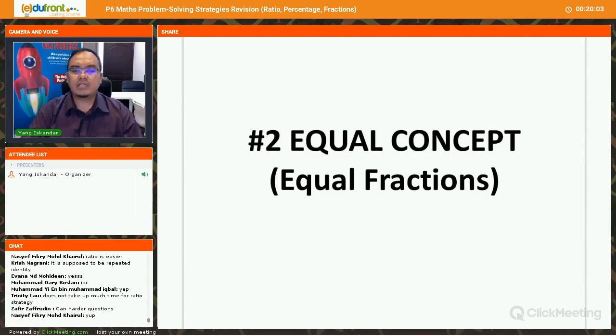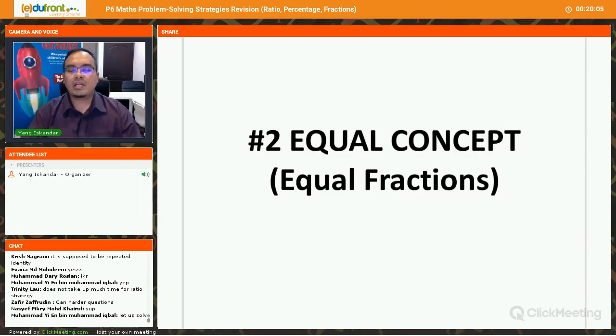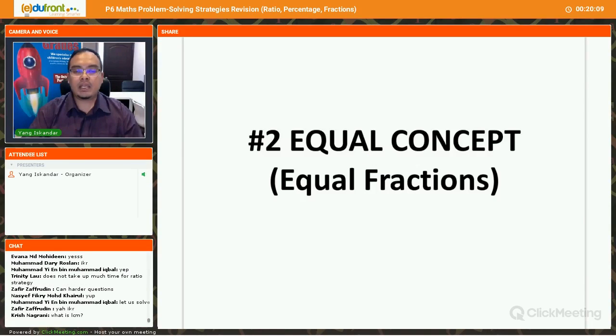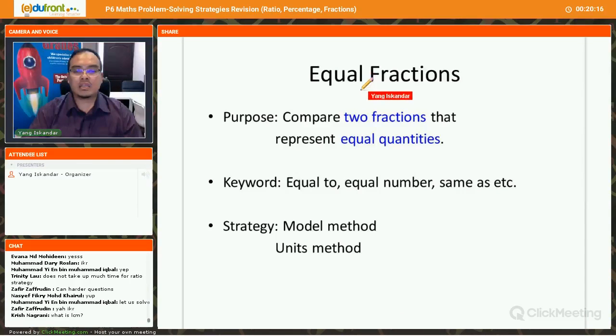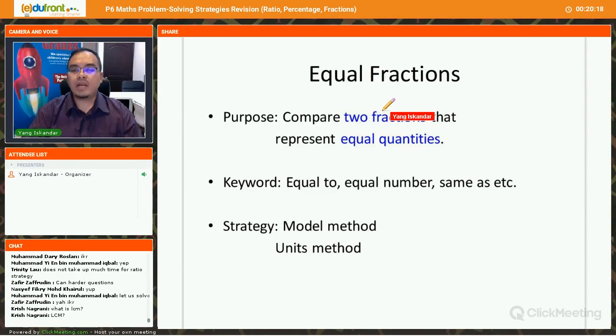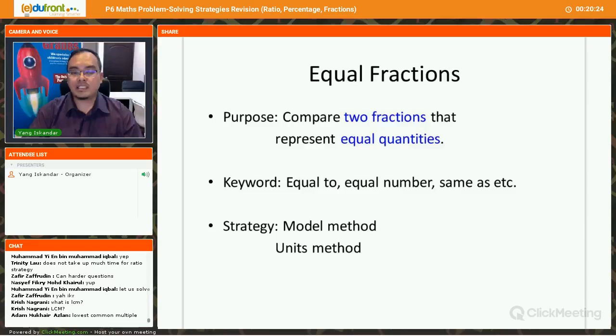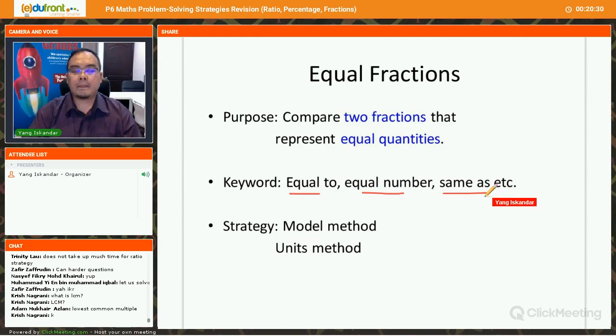We are going to look into what we call the equal concept, or sometimes we call it equal fractions strategy. When do we use this strategy? It is used to compare two fractions that represent equal quantities. Keywords we can use: equal to, equal number, or same as.